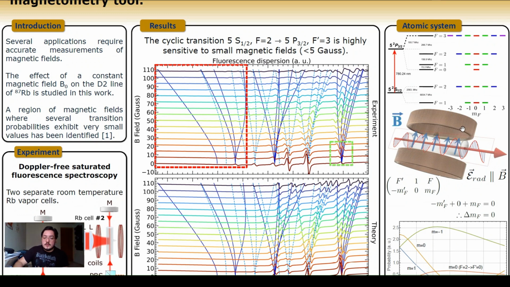This, combined with the geometry chosen for this experiment, as we show here, that is, linear polarization of light parallel to the magnetic field, only allows the production of transitions between states with the same value of the magnetic quantum number m sub F, giving us a total of 14 possible transitions. Each of these columns with a particular color represents the levels that are involved in these transitions.